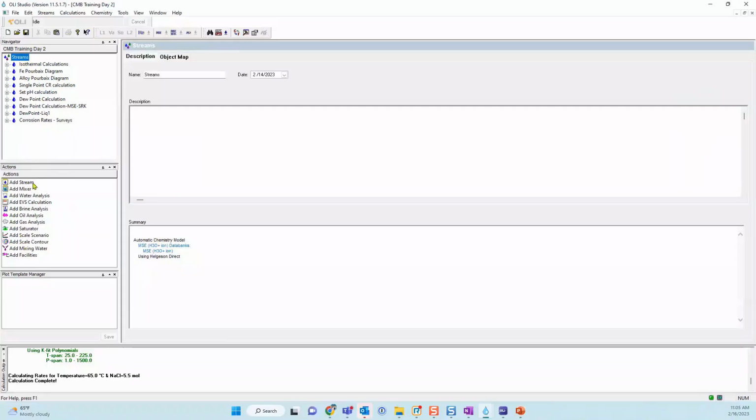Now, here, when you have access to the stream analyzer, you have access to these 3 different icons, one of them being the water analysis. When you have access to the ScaleChem software, you will also see something that is called a brine analysis. They're basically the same tool. But for the ones that don't have ScaleChem, you will see the add water analysis. And that's the one that we're going to use, okay? So let's double click on the add water analysis.